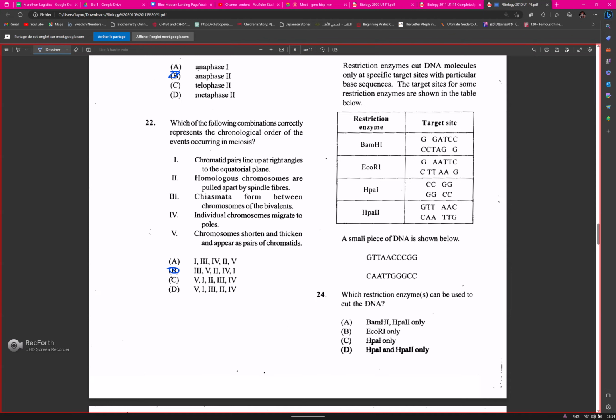So we're saying that chromosomes shorten and thicken and appear as pairs of chromatids, right? Or chiasmata form between chromosomes of the bivalents. I would believe that happens, right? I don't see anything else talking about.